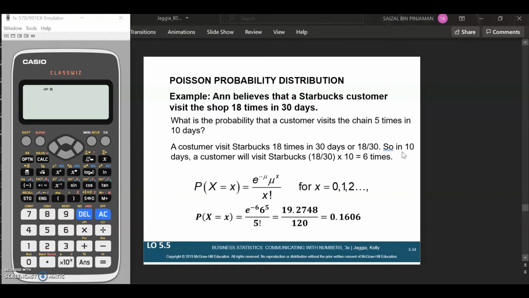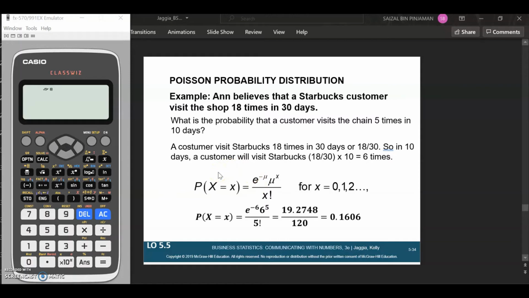We know that the first thing to do is to change the expected value from 30 days period to 10 days period. In order to do that, all that we have to do is to divide 18 times in 30 days and we multiply it by 10 days to get an expected value or mu that is equal to 6 times based on the question. After that, we simply follow the Poisson probability distribution formula in order to estimate the probability for this particular question.